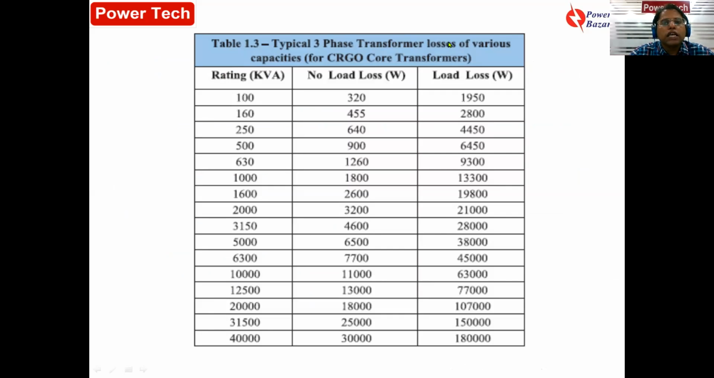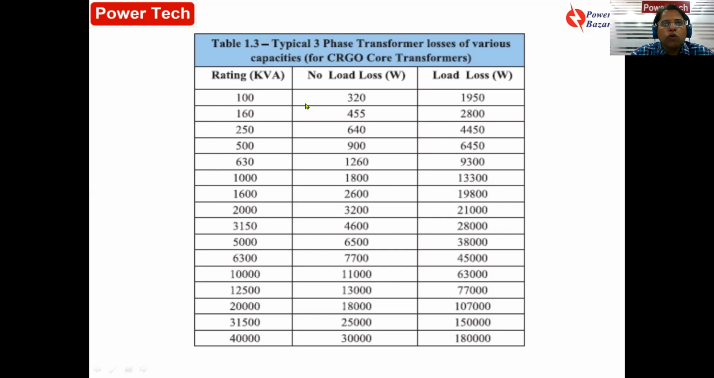Now this is a typical three-phase transformer losses of various capacities. For a rating of 100 kVA, no load loss is 320 watt, load loss is 1950 watt. So normally for any transformer, the no load loss and load loss are given by the manufacturers. So this is a rating through which we can calculate exact losses for different types of load of a transformer.